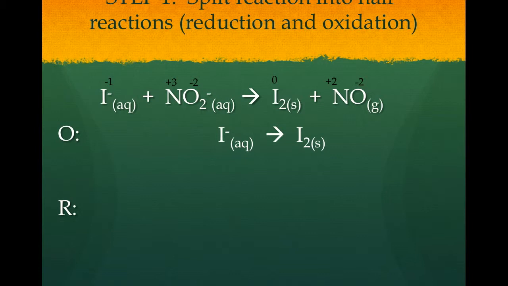And now whisper to your neighbor which element was reduced. Again, if an element is oxidized, something else has to be reduced, and nitrogen went from a +3 down to a +2, which is a reduction. So our reduction half reaction becomes NO2-, forming NO. So there is step 1.